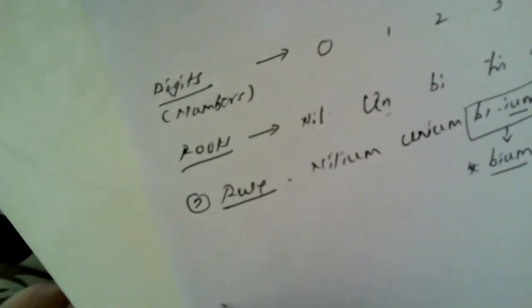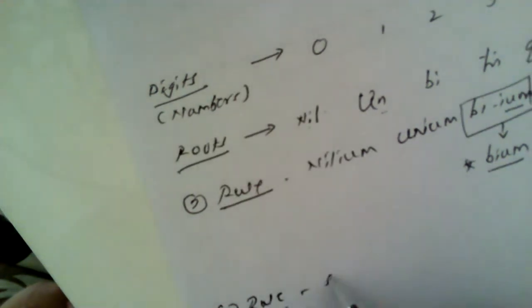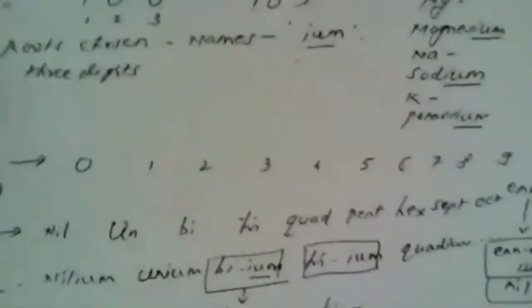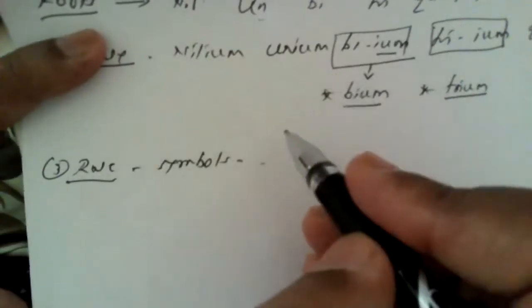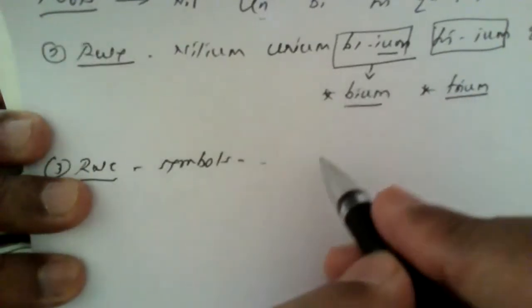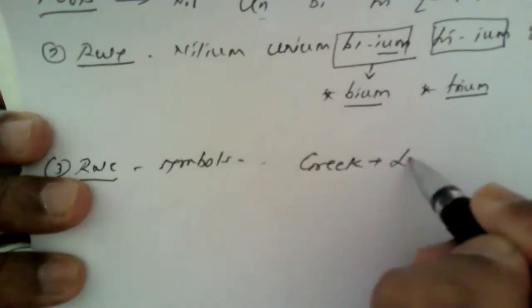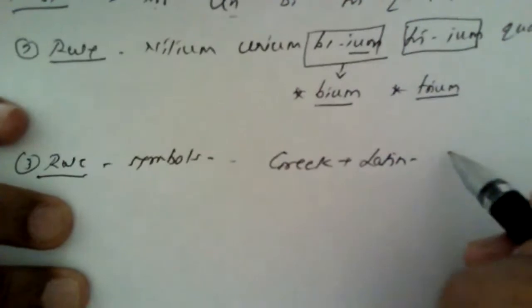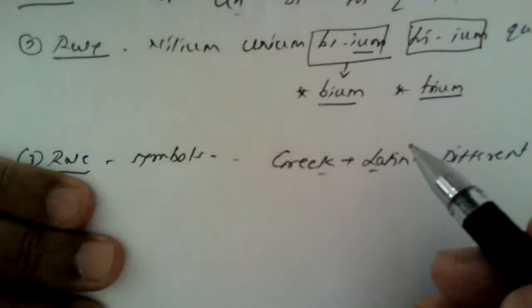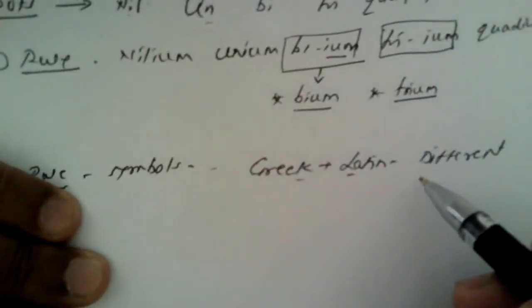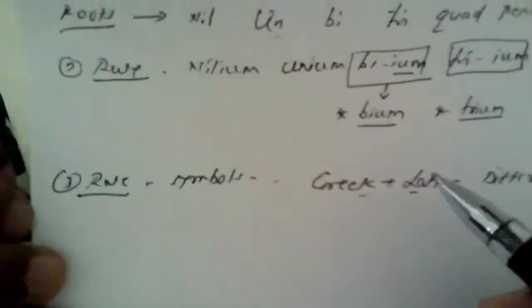Now, the third rule is that we have to assign the symbols, similar to what we have already studied. While giving the symbols for the periodic table, we chose the first letters of these elements. Similarly, we can choose the symbols, but while choosing them, we have to give a blend of Greek and Latin names so that the symbols are all different. The combination of Greek and Latin names ensures that the symbols are different from one another.